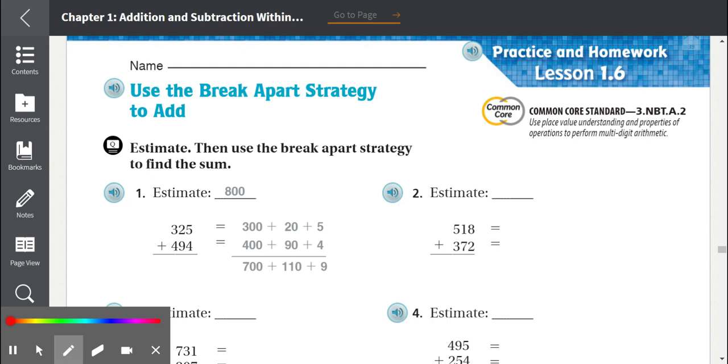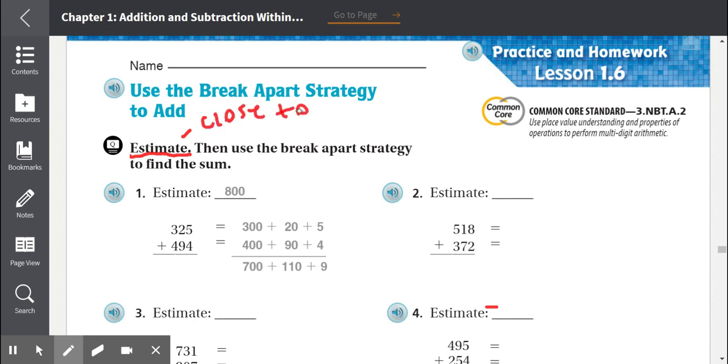Lesson 1.6. Use the break apart strategy to add. Estimate. Then use the break apart strategy to find the sum. So first, we are going to estimate. And when we estimate, we find something close to the answer. So we're not looking for the exact answer. We're looking for something close to the answer. Then we're going to use the break apart strategy to find the sum.